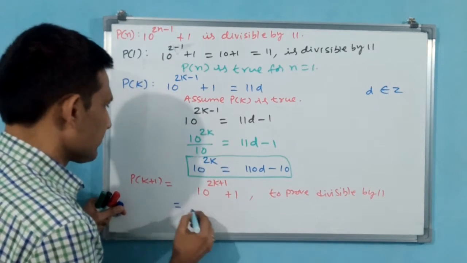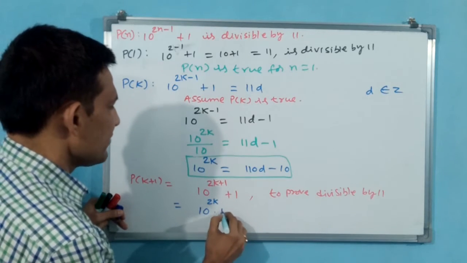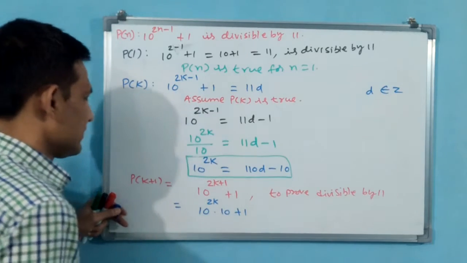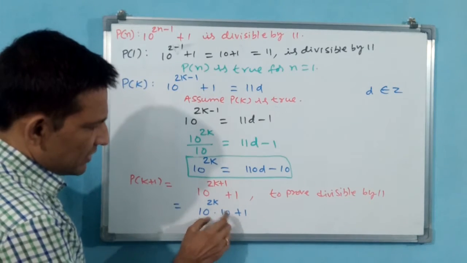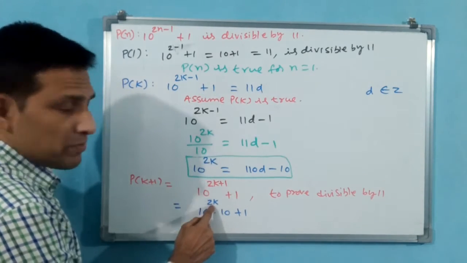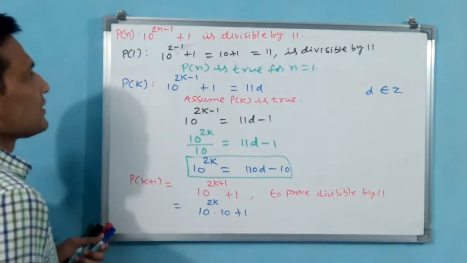Now you see this we can split 10 to the power of 2k into 10 plus 1. Is it okay? Definitely okay. Why? Because the bases are same, you can add. Because 10 to the power of 2k value we have got. That is why. That we want to substitute.